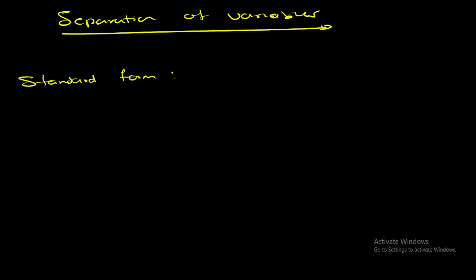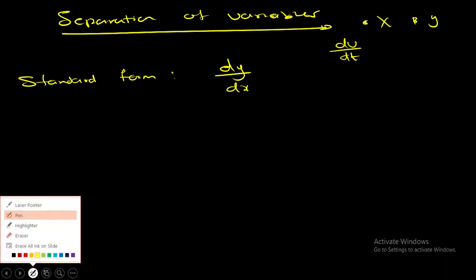So with separation of variables, our standard form is given by dy over dx. Note that we are using variables x and y for teaching purposes. You can get other variables, for example, you can get dv over dt. You can get something else, but for the sake of teaching, we are actually using y and x.